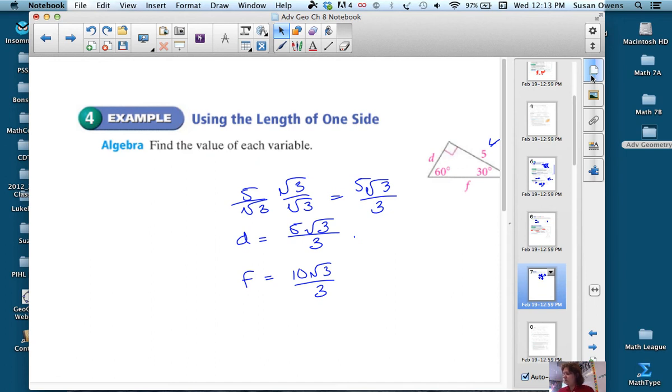Make sure that you know, in a 45-45-90, how to go between the legs and the hypotenuse, and for a 30-60-90, how to go between the legs and the hypotenuse.